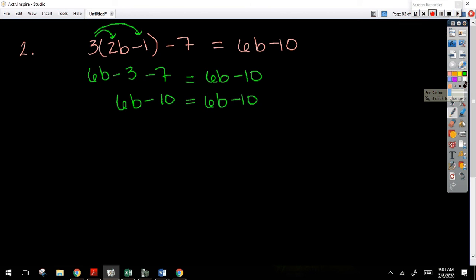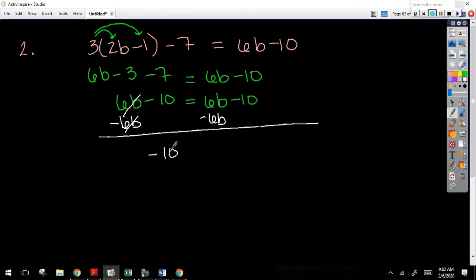Isn't there no solution to this? No, this one's a little bit different. Did everybody get 6b minus 10 equals 6b minus 10? So let's move the variable. When I get to this point, I got negative 10 equals negative 10.